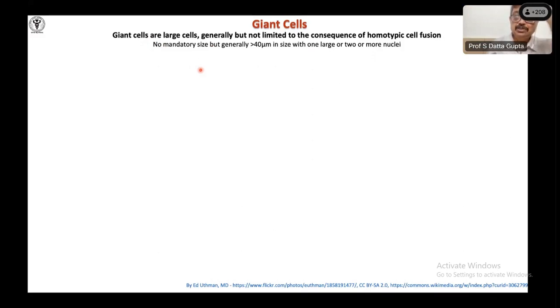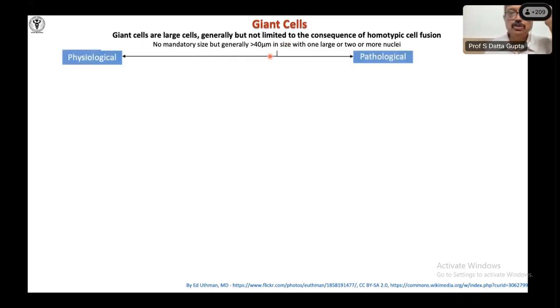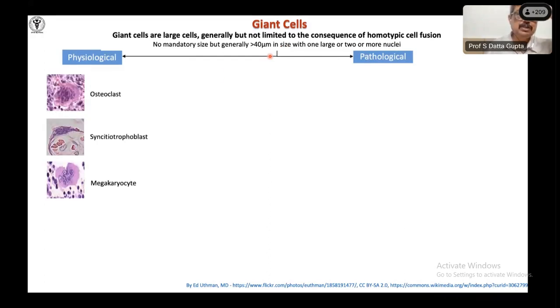What is the size we call a giant cell? There is no definite size, but they are generally large. Some authors say it is usually more than 40 micrometers in size, 40 to 120. They may have one large nucleus or two or three nuclei. Generally, they are two or three. So you classify them as physiological and pathological. Physiologically, you have osteoclast, syncytial trophoblast, and megakaryocytes.